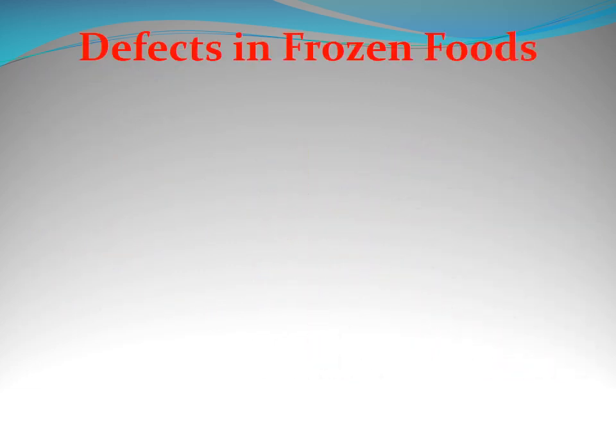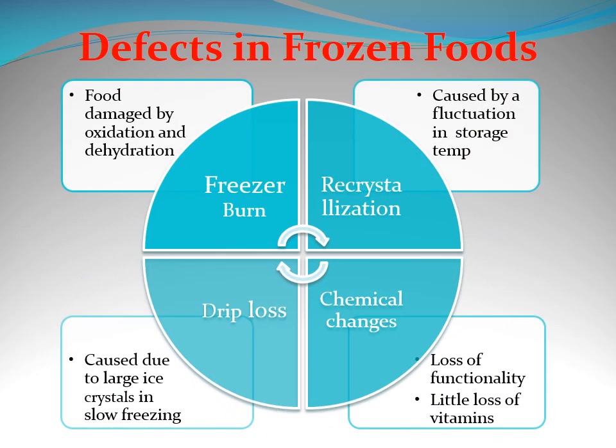See what the defects in frozen foods are: recrystallization, chemical change, drip loss, or freezer burn. Recrystallization is caused by fluctuation in storage temperature. Chemical changes include loss of functionality and little loss of vitamins. Drip losses are caused by the large ice crystals in slow freezing. Freezer burn is food damage by oxidation and dehydration.